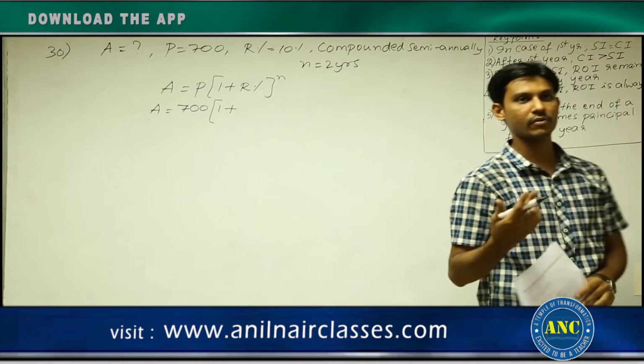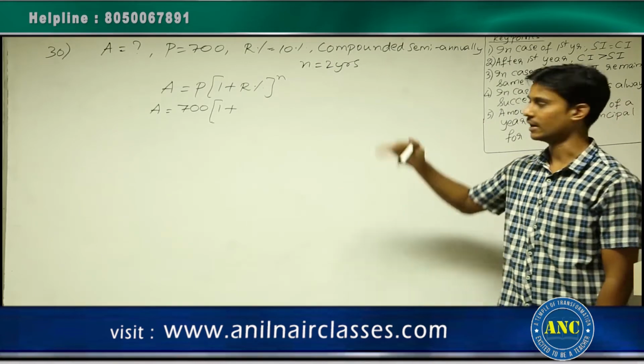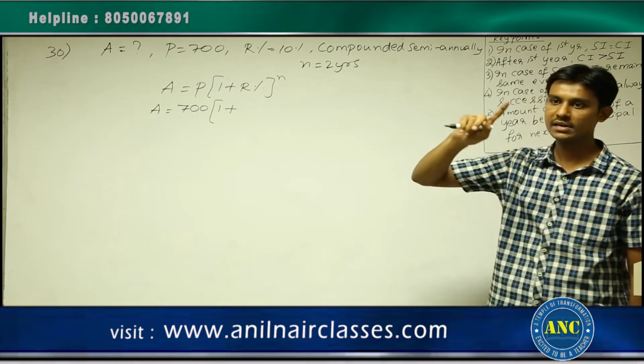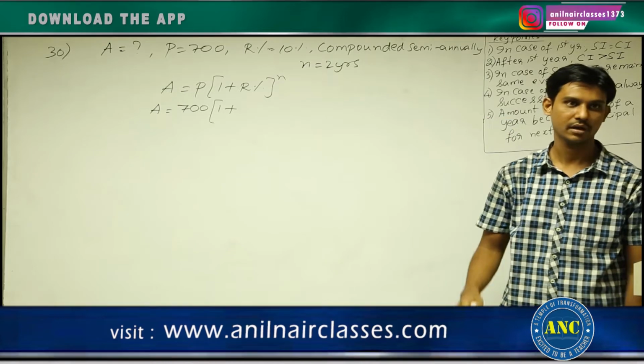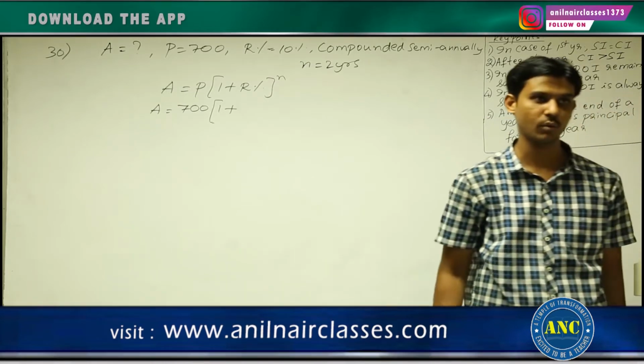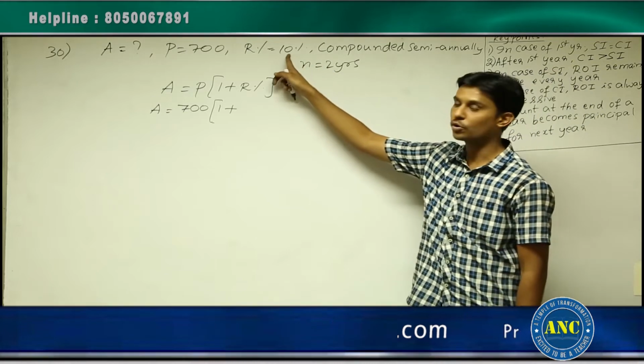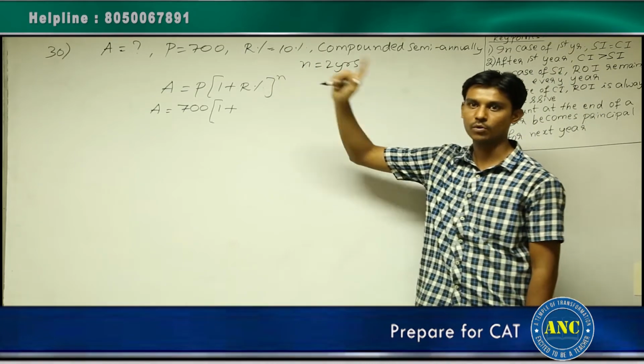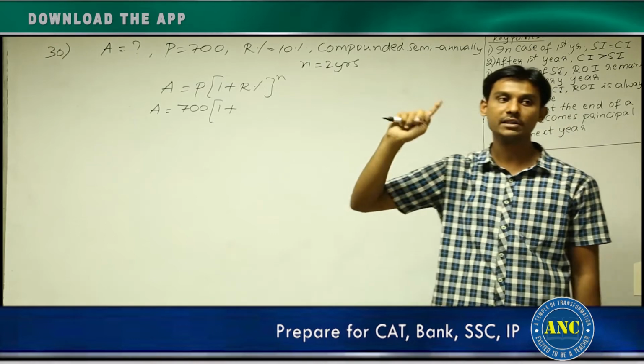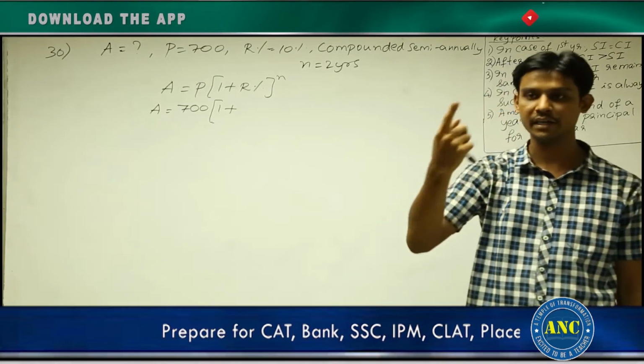What is the meaning of semi-annually? Half yearly. That means in 1 year I will meet you 2 times. Every 6 months I am meeting you once. Whenever I meet you, I should pay this 10 rupees for 1 year. I should complete that 10 rupees in equal installments. In 1 year I am meeting you 2 times.